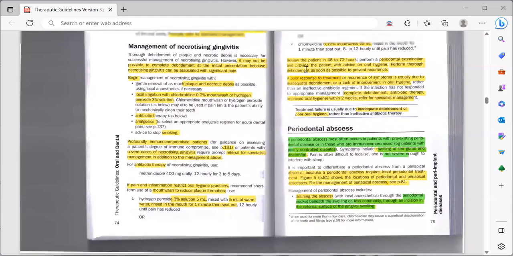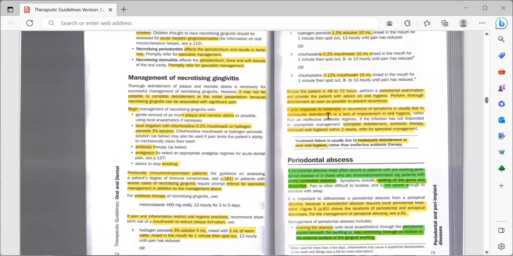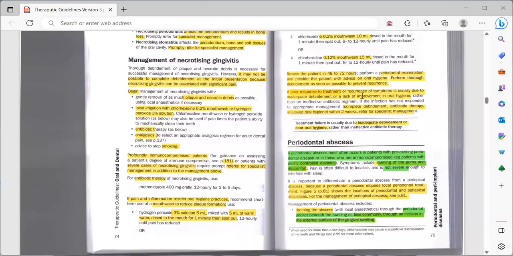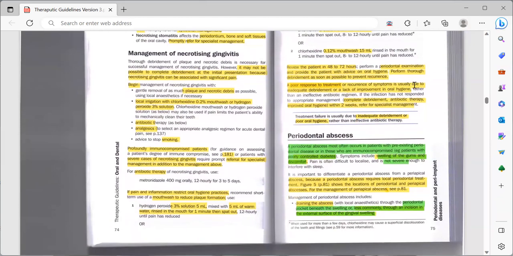And if even after doing this treatment there is a poor response to the treatment, or recurrence of symptoms, it is usually due to inadequate debridement or a lack of improvement in oral hygiene rather than an ineffective oral antibiotic regime. So even if this does not help the patient, the reason could be either you were not able to clean the area properly, or the patient is not cleaning the area properly, rather than putting the blame on the antibiotic.